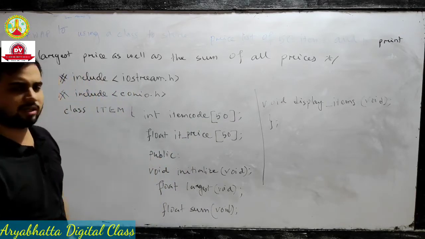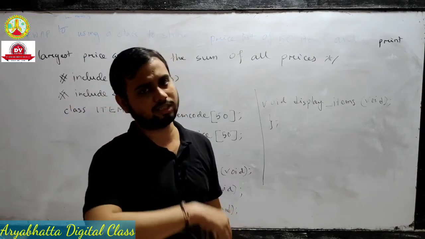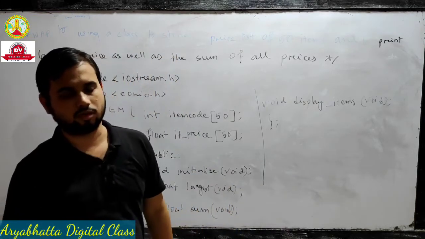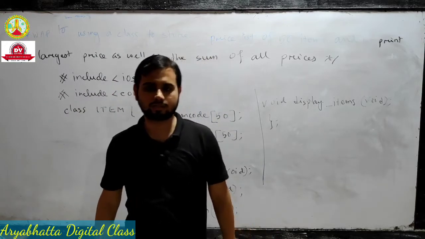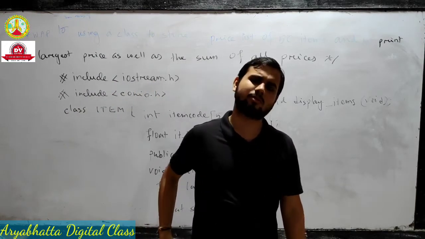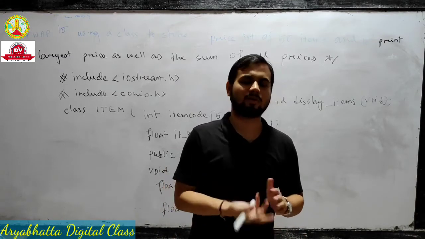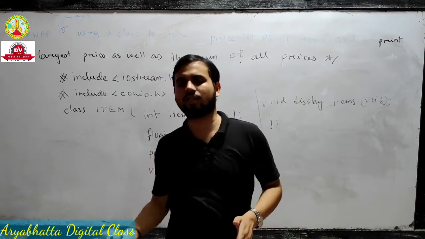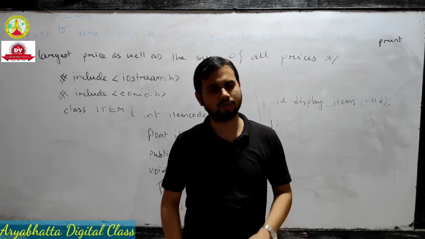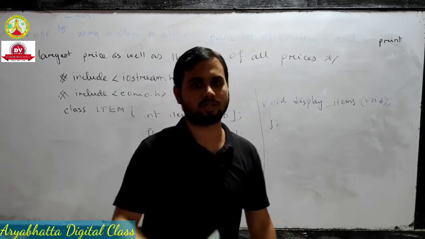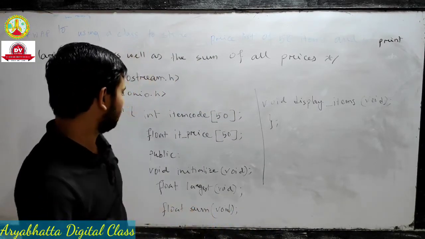Public accessibility mode means we access from outside the class. Okay. What is the difference between public and private? When we take public accessibility mode, then we can access the data member and member function from outside the class. If we take private or protected, then we cannot access them from outside the class.